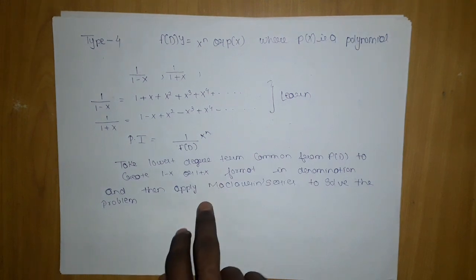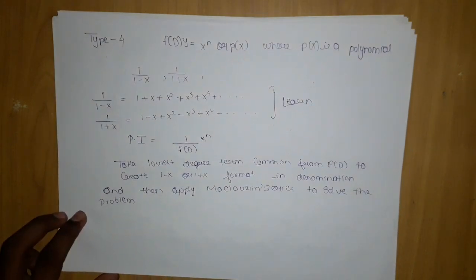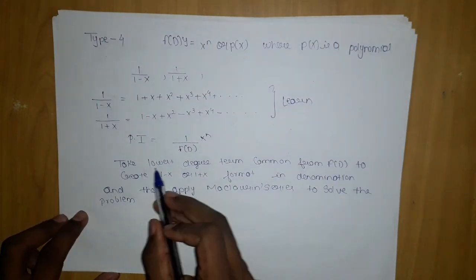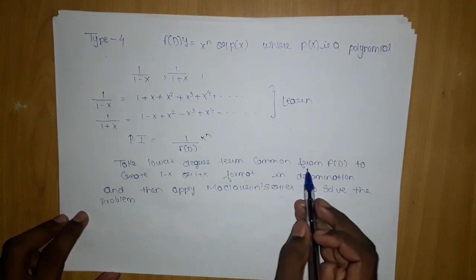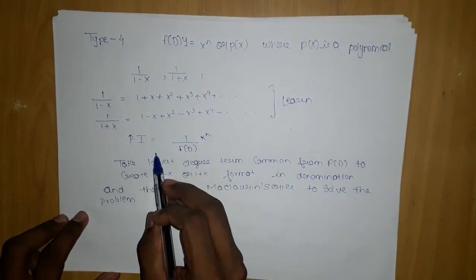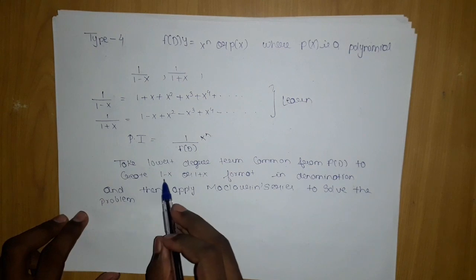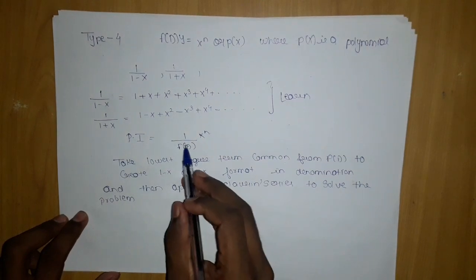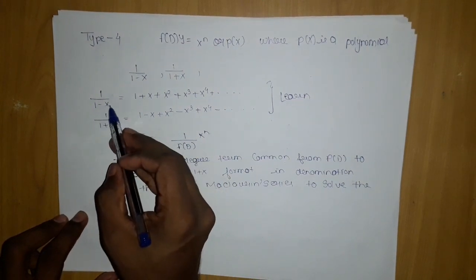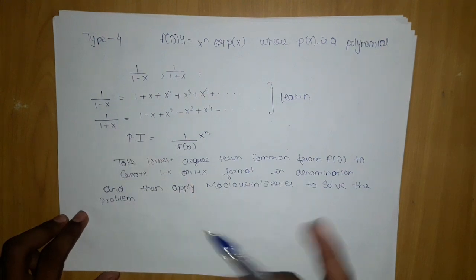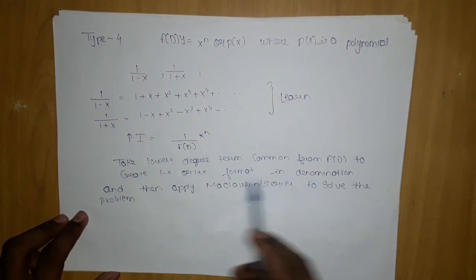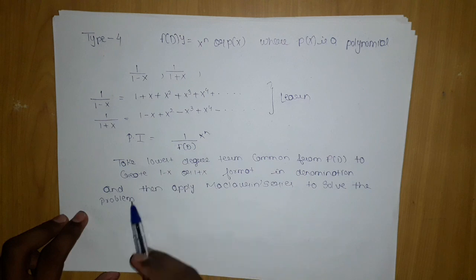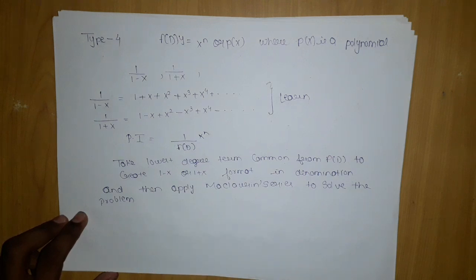So let's begin with the questions in this type, but just keep in mind the step which we are going to follow: take the lowest degree term common from f of D. So from here the lowest degree term outside, which will create 1 minus x or 1 plus x form in the denominator. So 1 by 1 minus x or 1 by 1 plus x will be created. Then we can apply Maclaurin series and solve the problem. Okay, we are going to do this only in all the problems.